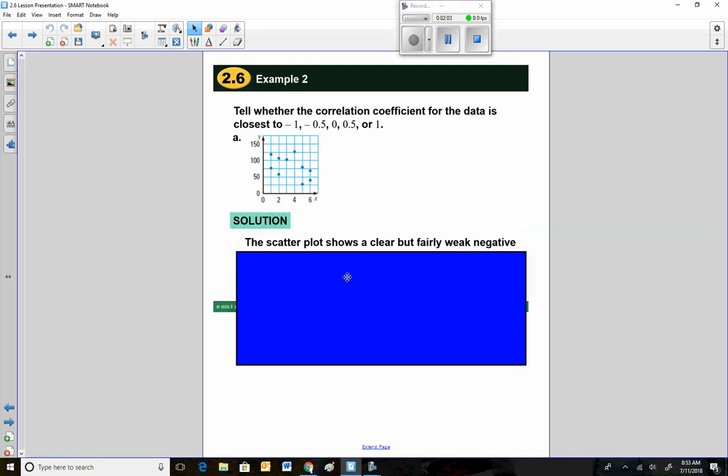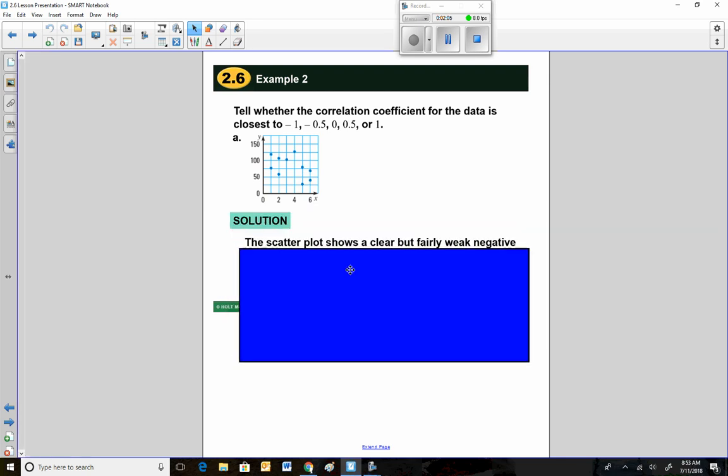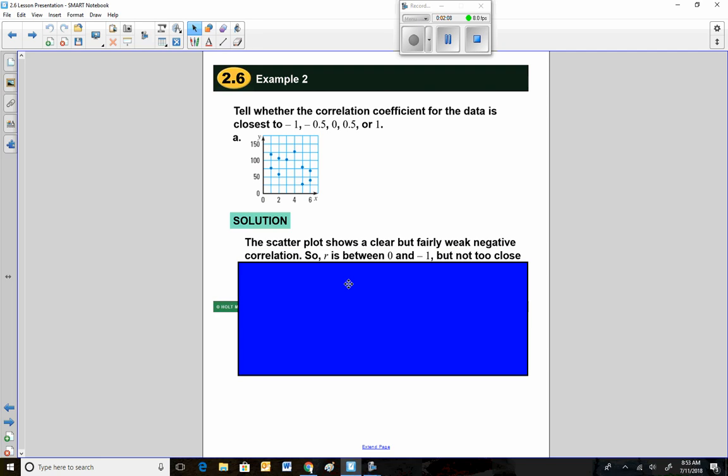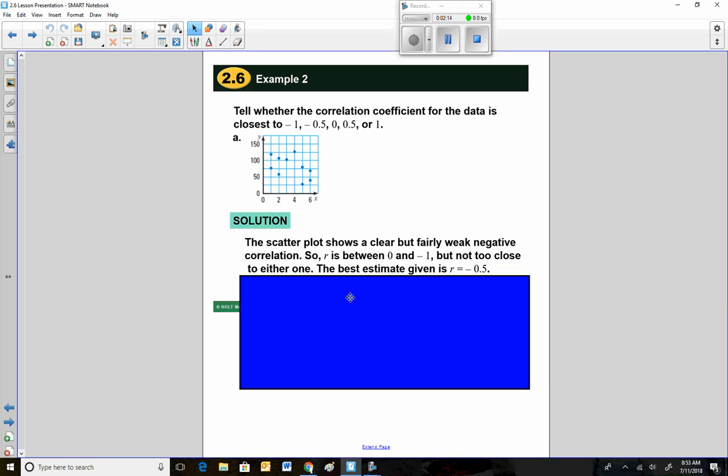So let's take a look. Scatter plot shows a clear but fairly weak negative correlation. So R would have to be somewhere between 0 and -1, but not too close to either one. The best estimate given is -0.5. By the way, R is the math shortcut for calling it the correlation coefficient. Correlation coefficient is R. All right.